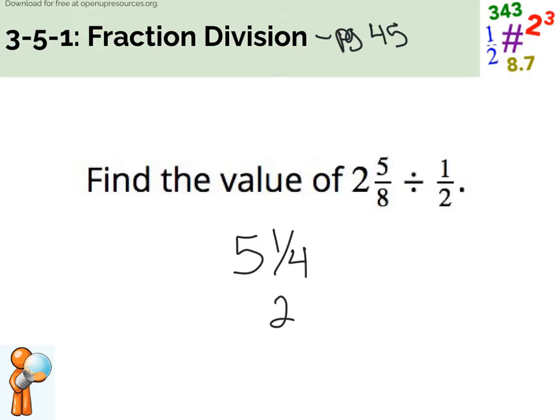You can also do it by hand. Remember that when we divide by a fraction, we're actually multiplying by its reciprocal, so flipping and multiplying. And then we can go from there. So your answer should be 5 and 1/4.